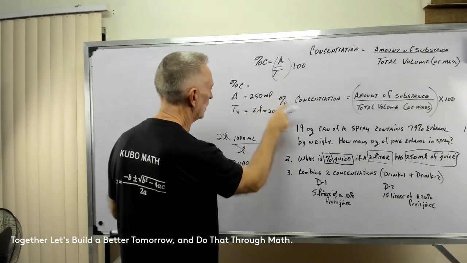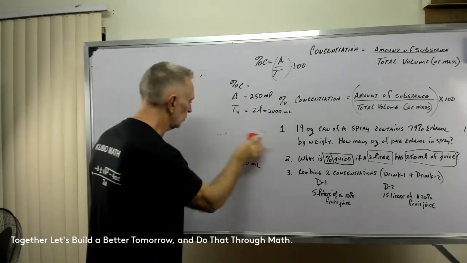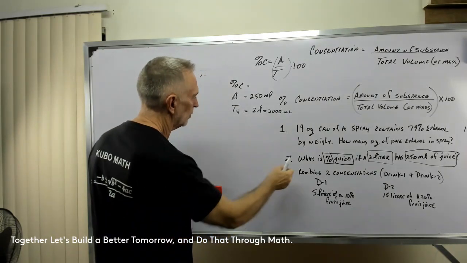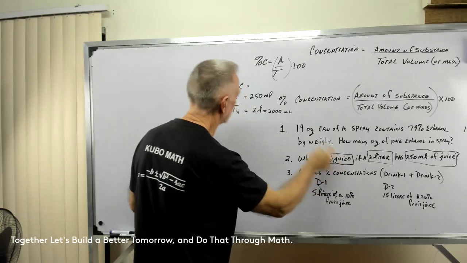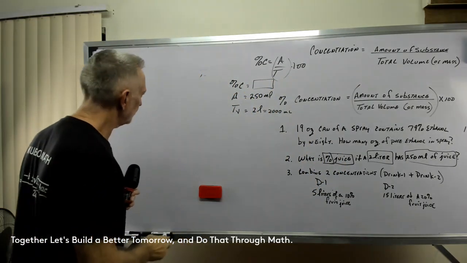Now I have milliliters and milliliters, so now the units are the same. So now I can begin work. Okay. And what are they wanting to know? The percent of the juice that's in there. They're wanting to know that one.